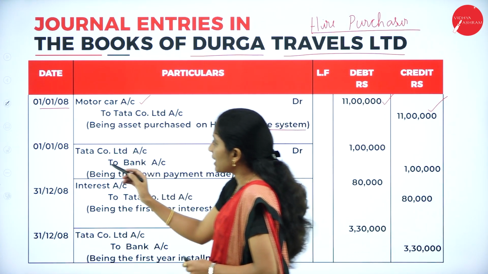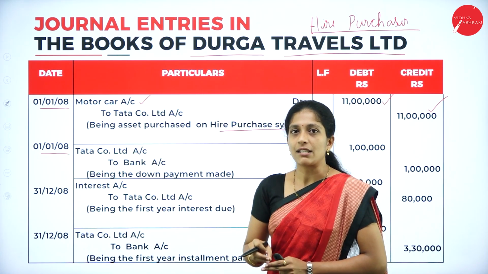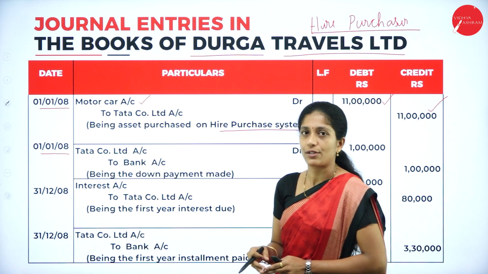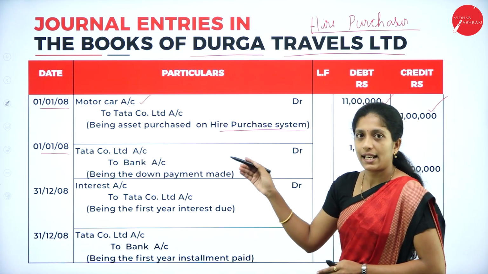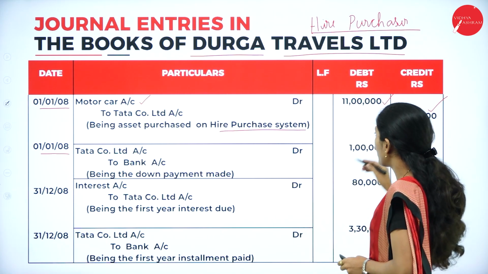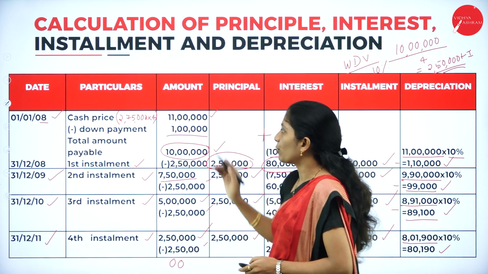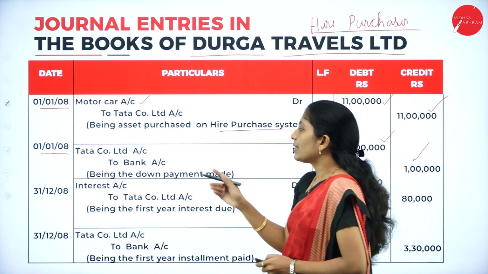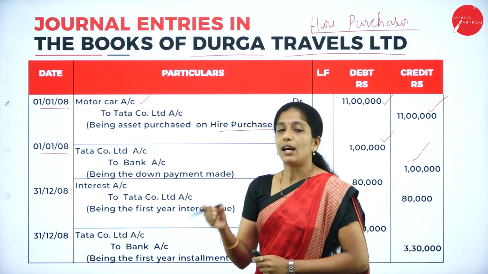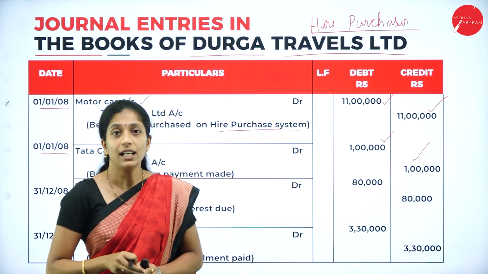So this is made on the same date on which the asset has been received, that is on 1/1/2008. So hire seller, that is Tata Company Limited account debit to bank account. So how much have they made as the down payment? 1 lakh, right? So they have made the down payment 1 lakh. Next, what you have to do? Now we are done with the date on which they have received the asset.